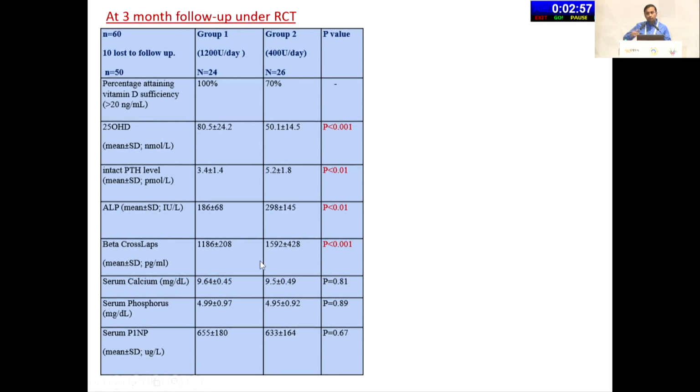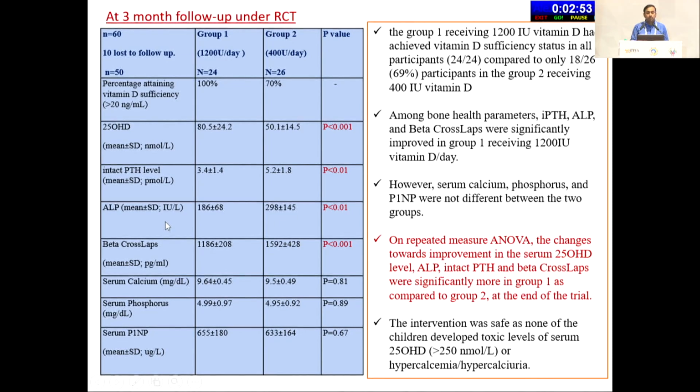And the changes over the 3 months in these parameters were also significantly better in group 1 in comparison to group 2. However, the changes in serum calcium, phosphorus, and P1NP were not significantly different between these 2 groups. And the intervention was safe as none of the children developed toxic levels of vitamin D or developed hypercalciuria or hypercalcemia.